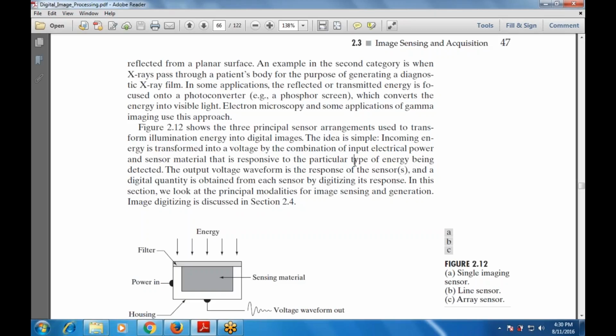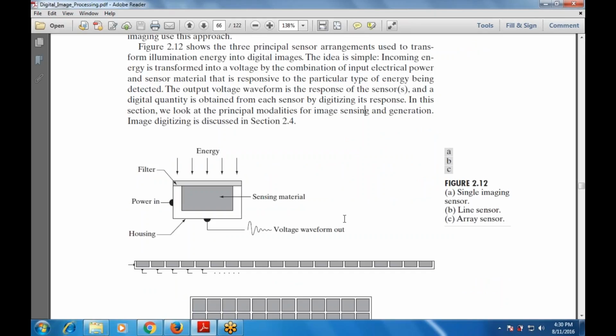The output is a voltage waveform, which is the response of the sensor, and a digital quantity is obtained from each sensor by digitizing that response. This is used for the image sensing and generation discussed here.